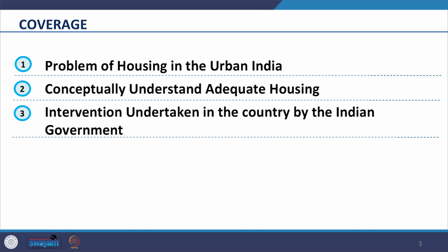To the course of urban planning. Today, in the session, we are going to look at the problems of housing in our cities. So accordingly, we will cover the following. We'll look at problems of housing in urban India. We will try to conceptually understand what adequate housing means. We're going to look at different interventions undertaken in the country by the Indian government.